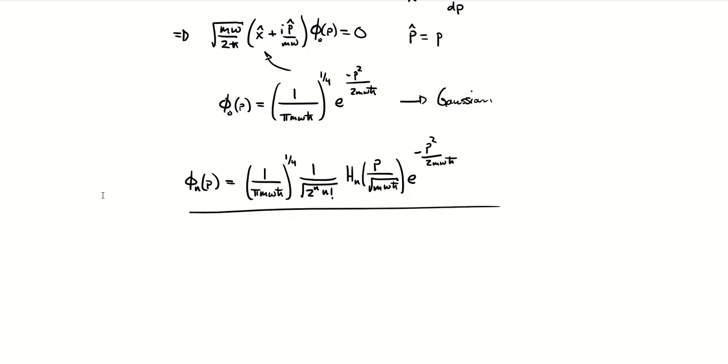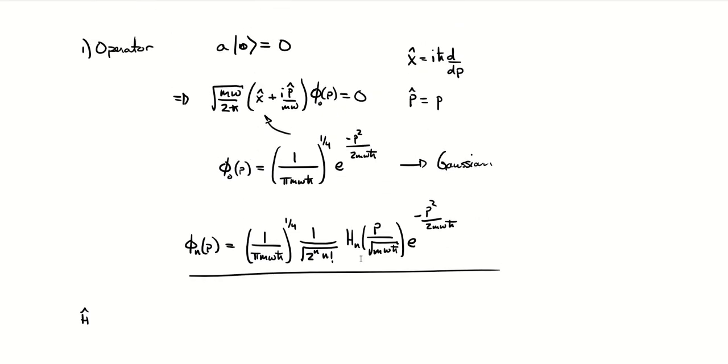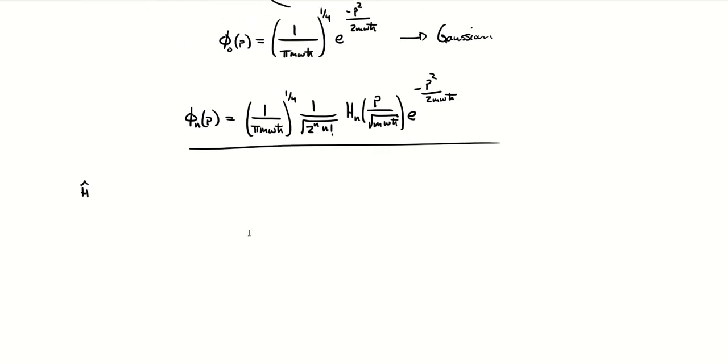We could have arrived at the same thing just by taking our Hamiltonian and our energy eigenvalue equation and looking at that in momentum space. We'd have to again use these operators and what they are in momentum space. But that energy eigenvalue equation, essentially, if we solve that differential equation, we would get the exact same thing.